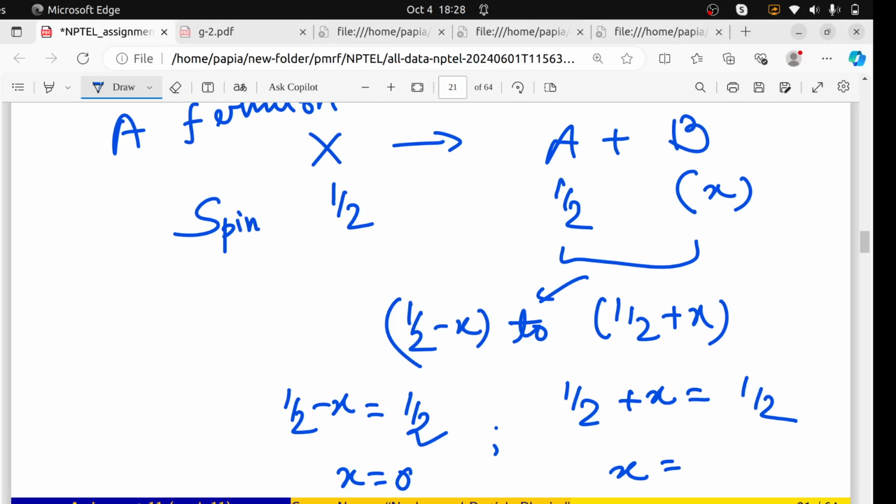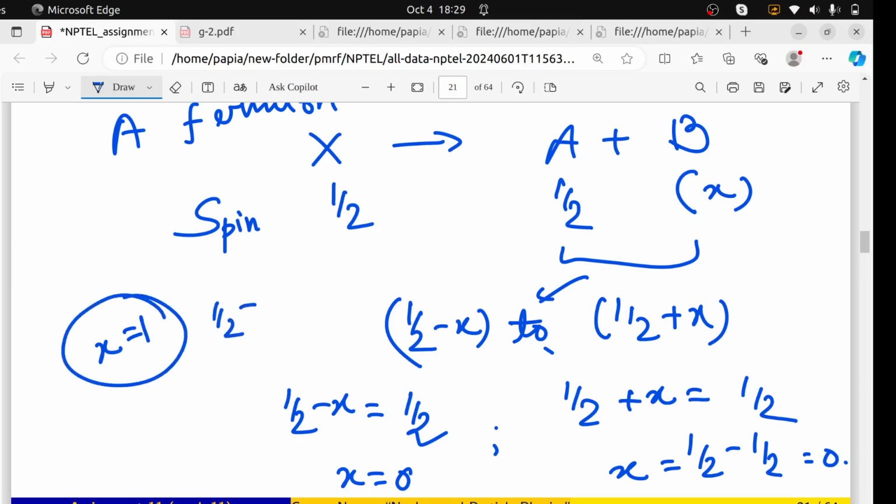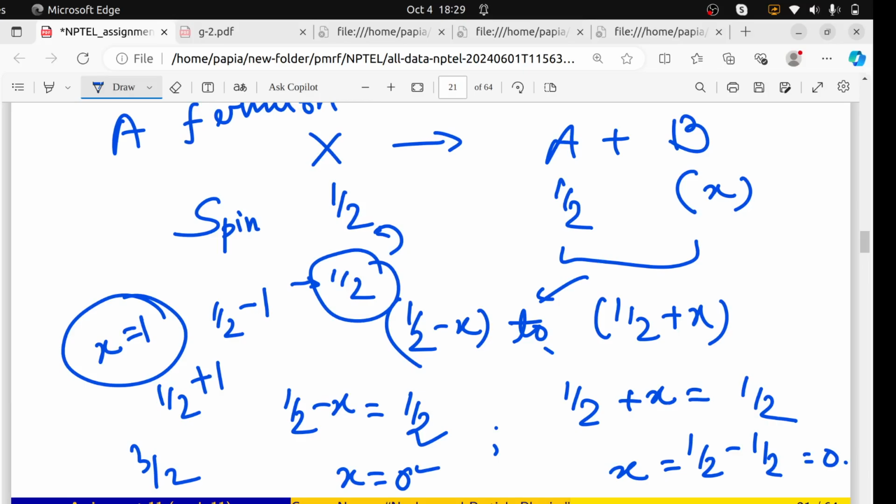So X will be, okay, fine. It is also half. Half minus half, okay, that is also 0. But the main thing is that, let's say X is 1. That is also fine. Why? Because half minus 1 or half plus 1. Half plus 1 is 3 by 2. Half minus 1 is again half. So this half can be this half. So I am saying that X should be 0, 1 like that.